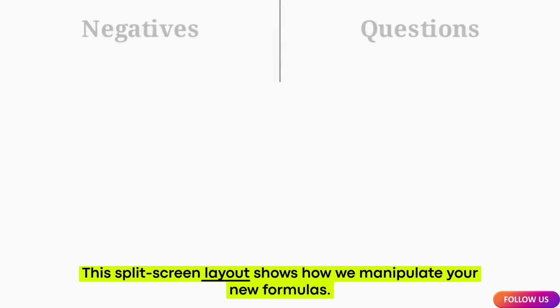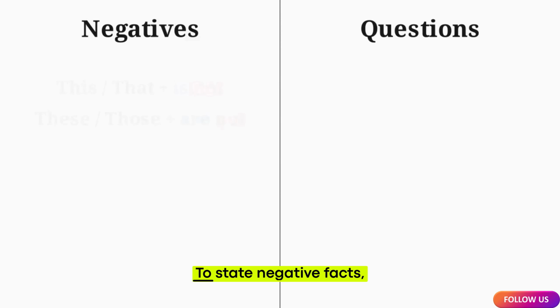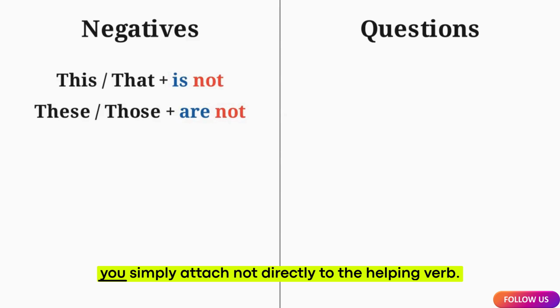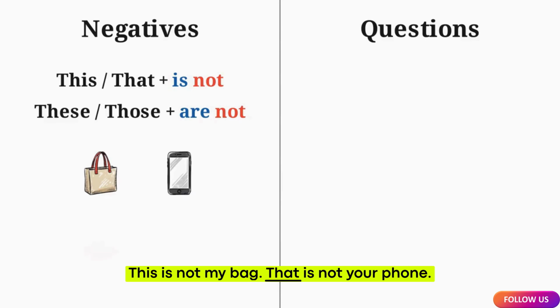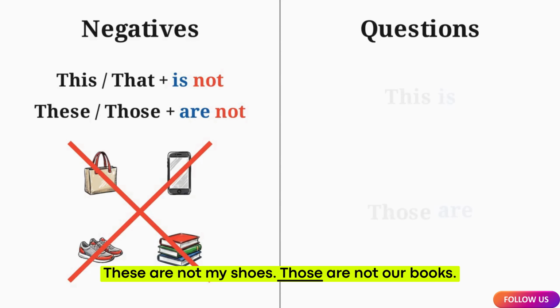This split screen layout shows how we manipulate your new formulas. To state negative facts, you simply attach not directly to the helping verb. This is not my bag. That is not your phone. These are not my shoes. Those are not our books.